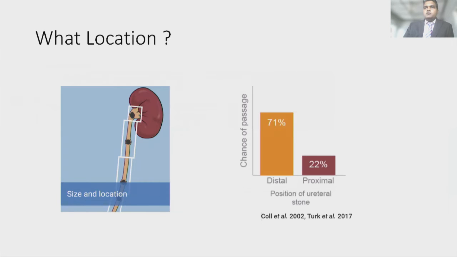What about the location? The evidence shows that compared to a proximal ureteric stone, a distal ureteric stone has 3 times higher chance of passing spontaneously when you start medical management therapy. So when you're dealing with a proximal ureteric stone, it's always handy to keep in mind that there is a one-third chance of passing that compared to a distal stone.